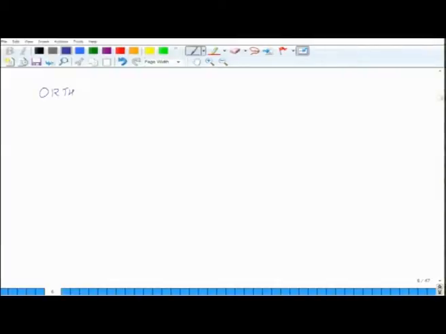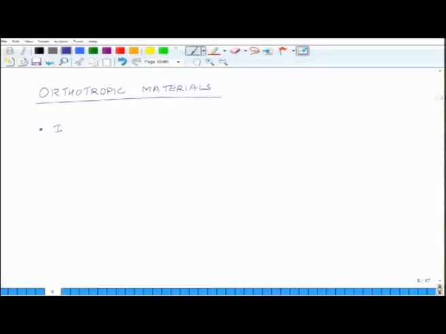Now, we introduce a third term known as orthotropic materials. These are special in a way that they are somewhere between isotropic and anisotropic materials. In general, if you apply extensional stress, they will exhibit what? Extensional plus shear strains, and if you apply shear stress, they will again exhibit extensional plus shear strains.